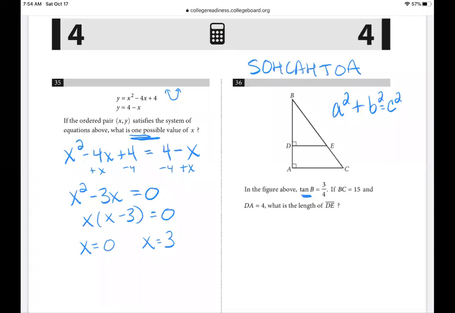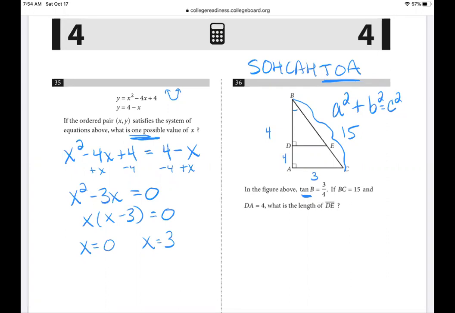For number 36, if we sort through this information, we have tangent of B is equal to 3/4. So I know tangent is opposite over adjacent. And you might be wondering, when I look at opposite, is it DE or is it AC? And it is the AC. We're given more information that BC is 15. So I'm going to go ahead and put this as 15. And then DA is 4.